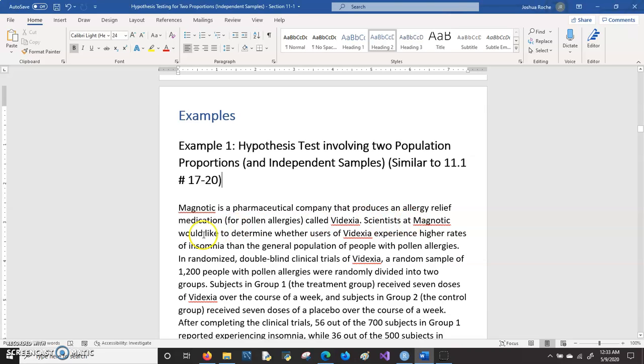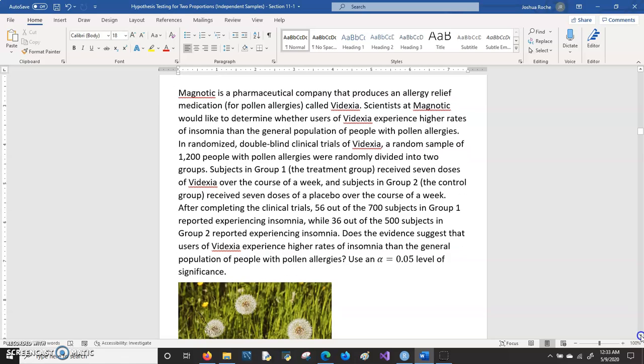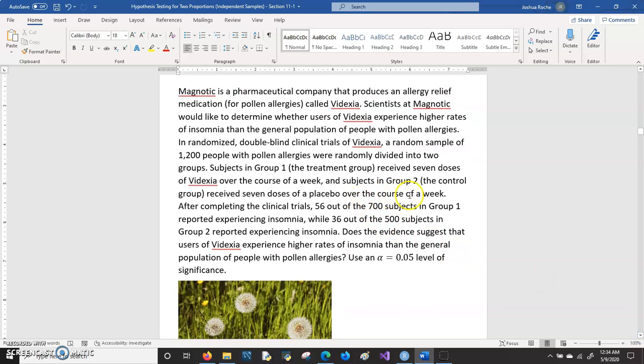Scientists at Magnotic would like to determine whether users of Videxia experience higher rates of insomnia than the general population of people with pollen allergies. In randomized, double-blind clinical trials of Videxia, a random sample of 1,200 people with pollen allergies were randomly divided into two groups. Subjects in Group 1, the treatment group, received 7 doses of Videxia over the course of a week, and subjects in Group 2, the control group, received 7 doses of a placebo over the course of a week.